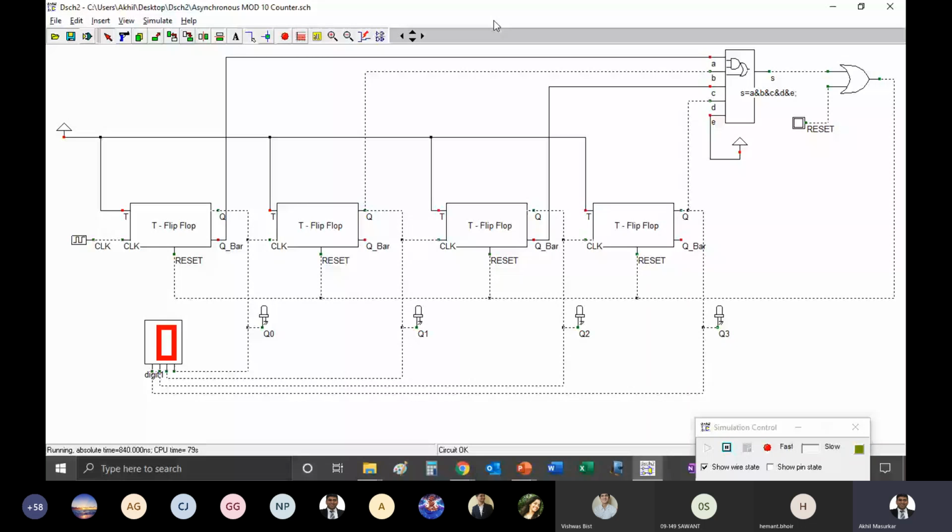So please draw this circuit. And just note, wherever there is a 0, I have connected it to Q bar. Wherever there was a 1, I connected it to Q. In mod 6 also we could have done that, but I just wanted to say that either you put a NOT gate or you can directly connect it to Q bar.